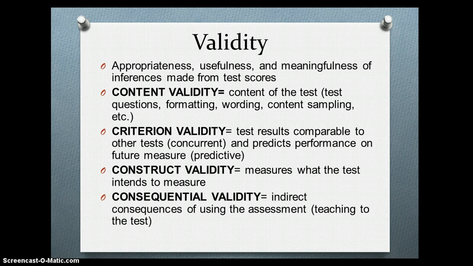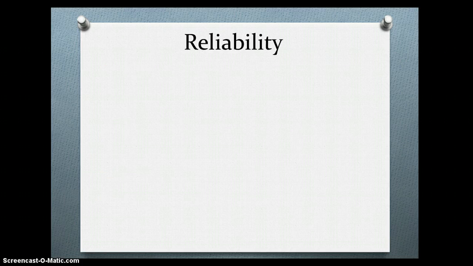And consequential validity is the indirect consequences of using the assessment. For example, teaching to the test, which limits the content being delivered. If we're just teaching to the test, that would be something affecting the consequence of using the assessment. We'll do some scenarios in a second so you can get more familiar with these terms.